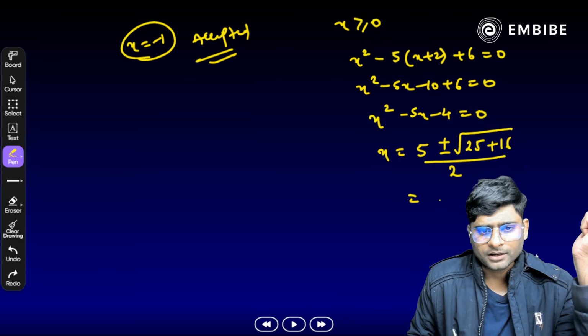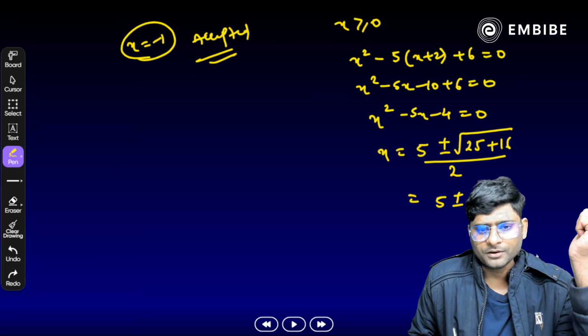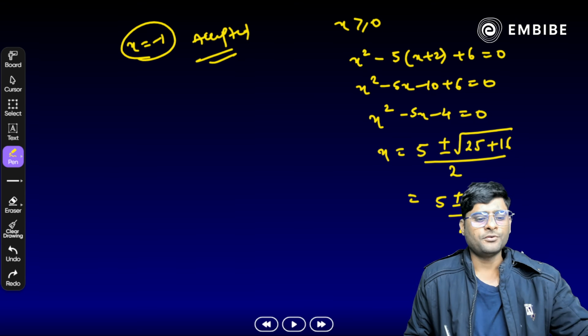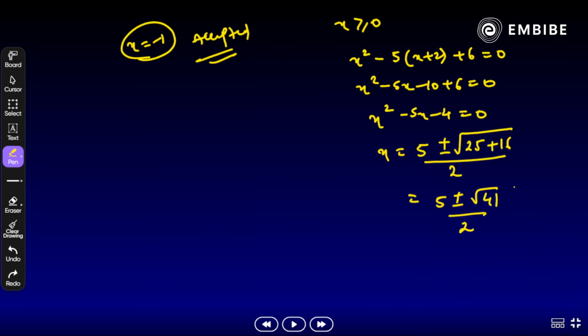Or it can be written as 5 plus minus root 41 by 2. Now root 41 is 6.4 something. 5 plus that is 11.4 by 2, and here we will get minus 1.4 by 2. So it is 5.7 something and it is negative 0.7. So x is more than 0 here, so again we have one root here.